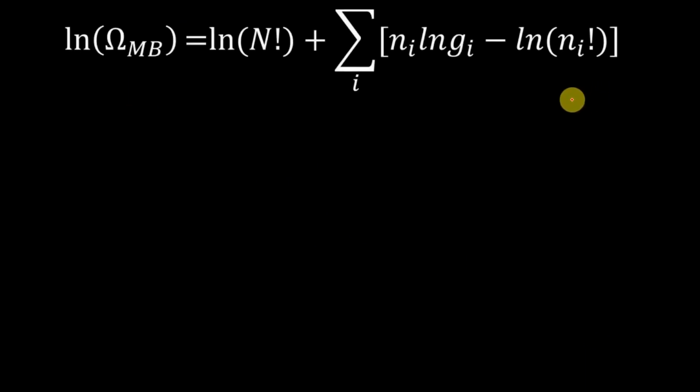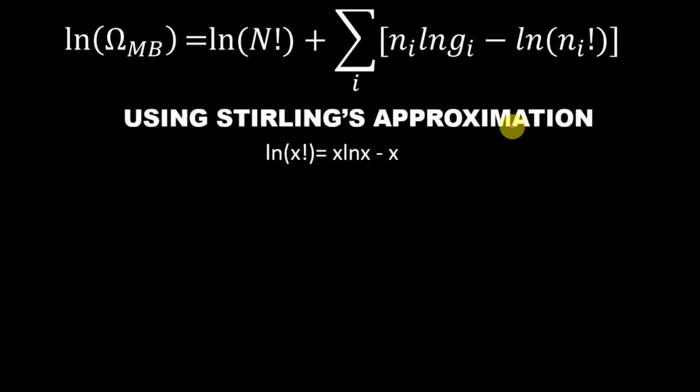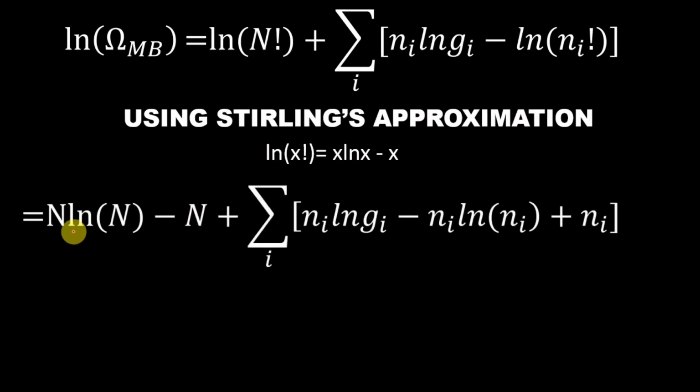Now in here we will apply the Stirling's approximation to deal with these big factorials. So using Stirling's approximation, we have log of x factorial is x ln x minus x. So in here we will apply this. So this changes to N log N minus N, plus this summation as it is. This whole term is also as it is because in here there is no factorial, and minus this changes to n_i ln n_i plus n_i, because in here this changes to n_i ln n_i minus n_i, and this minus multiplies with it, so it becomes plus.